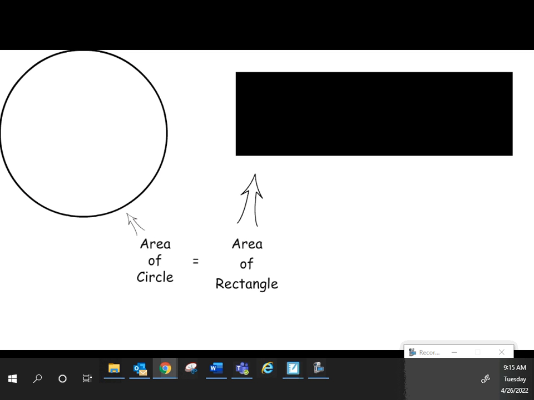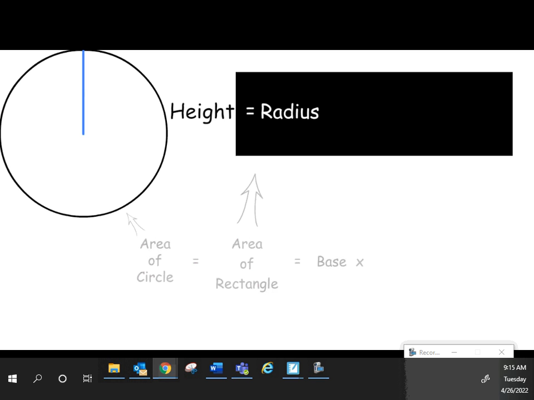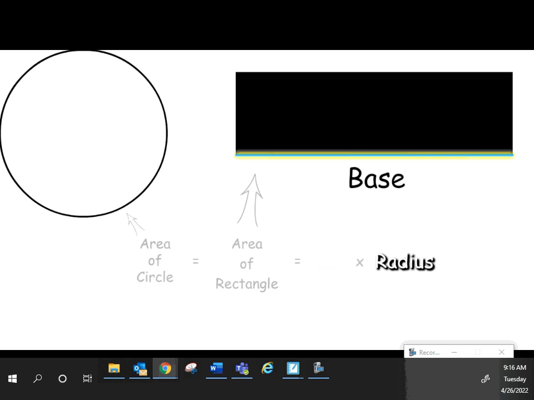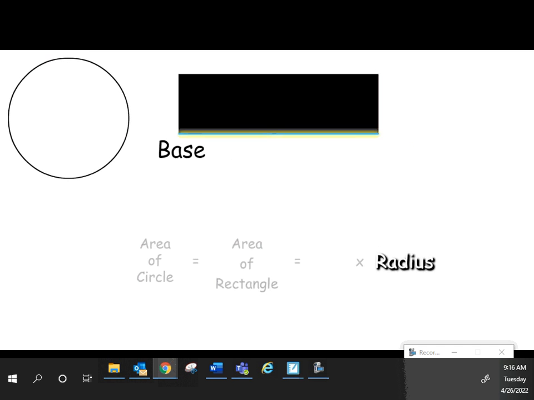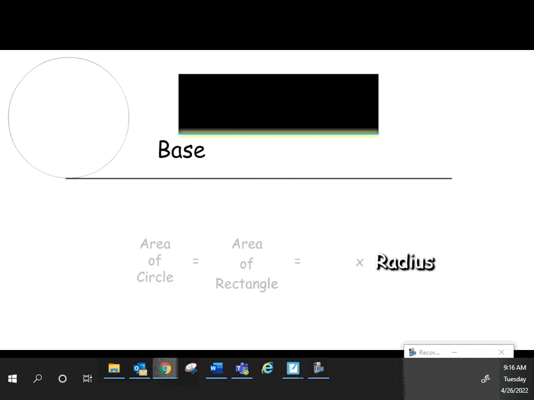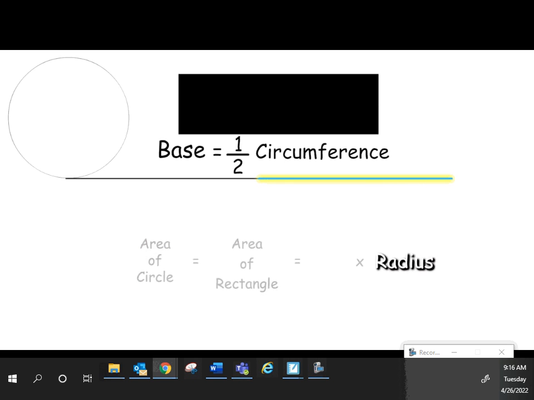So, the area of the circle is equal to the area of the rectangle. It's equal to base times height. The height of the rectangle, as you can see, is the same as the radius. So height is equal to radius. To find the base, we need to look at the circumference of the circle. And when we compare the base and the circumference, we can see that the base is equal to 1/2 the circumference.